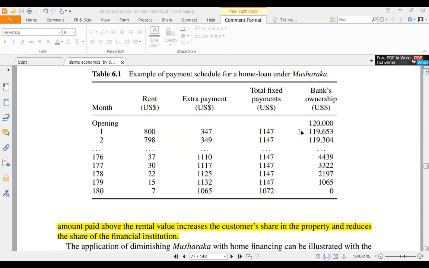Now we are going to the bank ownership. The total price of the home is $1,50,000.